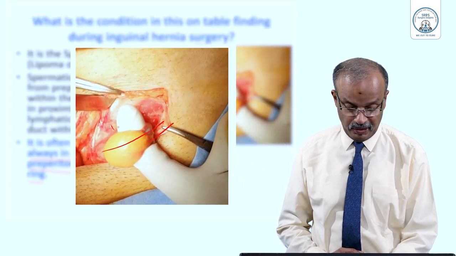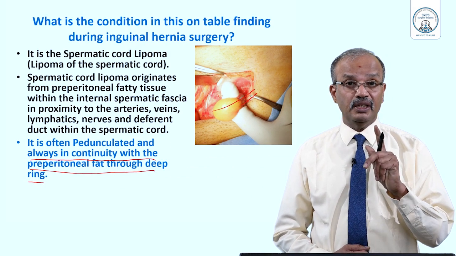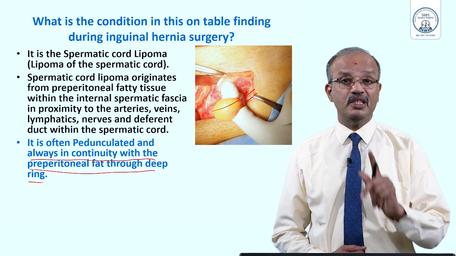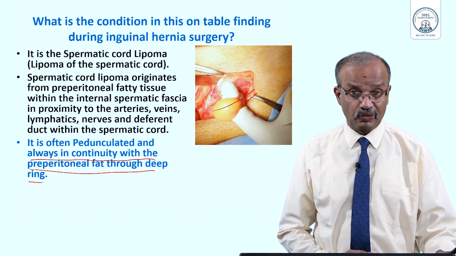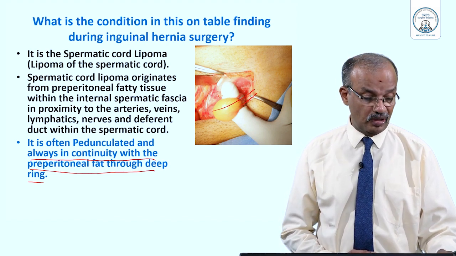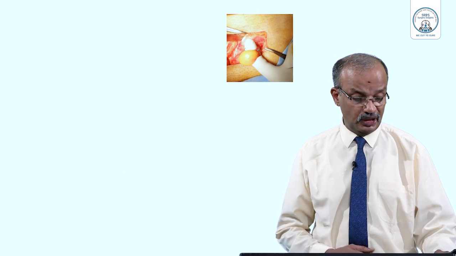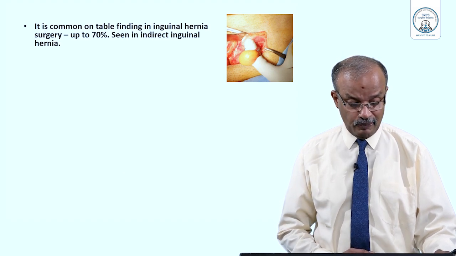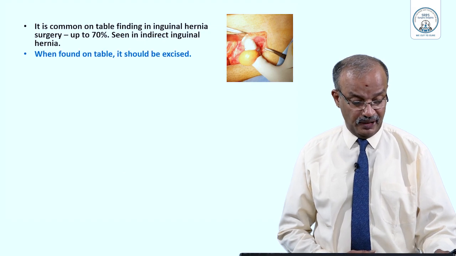So it continues inside in continuity with the prepubertal fat. See, it continues like this. So that is the point which you have to remember. It is in continuity with the prepubertal fat. That is how it differs from the true lipoma. It is a very common entity which we find during open inguinal hernia surgery. Even laparoscopically, when you do, you will be able to see this one. It is a common on-table finding in inguinal hernia surgery, seen mainly in indirect hernia.